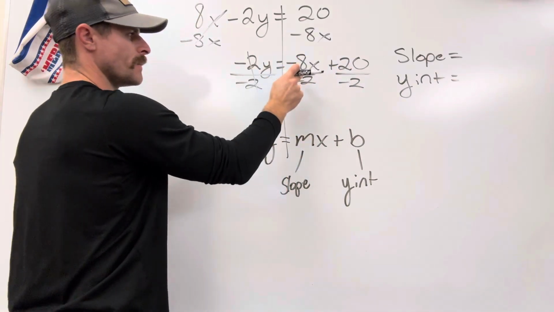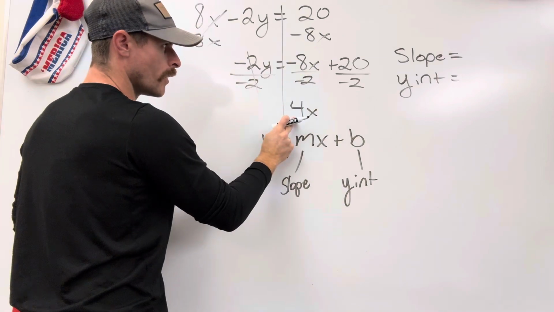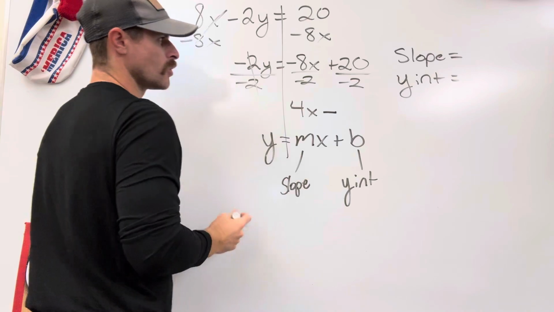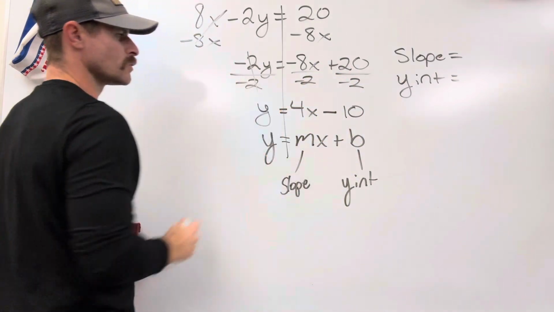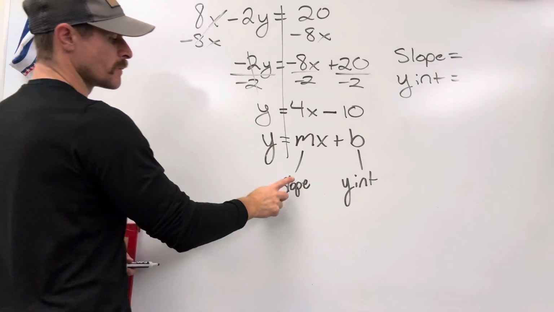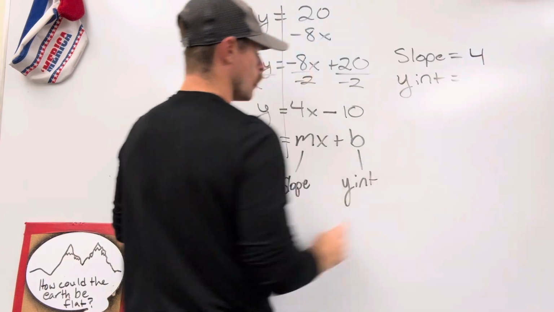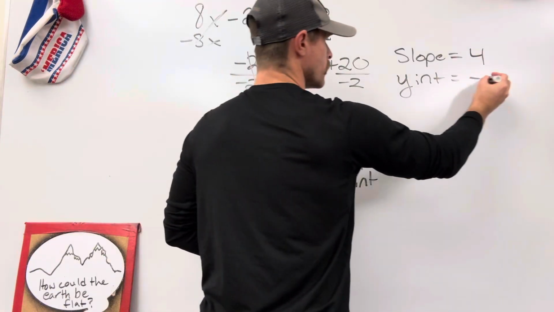A negative divided by a negative is a positive. 8 divided by 2 gave me the 4. Positive 20 divided by -2 is going to give me a negative result, and 20 divided by 2 is 10. So now what I'm left with is y equals 4x minus 10. Remember, slope is the m, so 4. Y-intercept is the b, so -10 for the y-intercept.